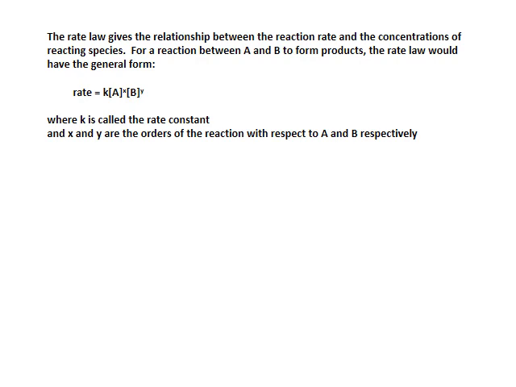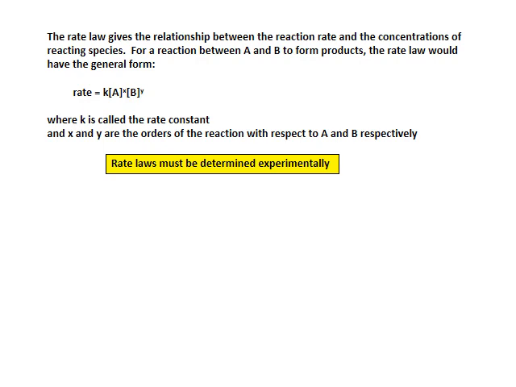For a reaction between A and B to form products, the rate law would have the general form of rate equals k times the concentration of A raised to the power x and the concentration of B raised to some unknown power y. k is called the rate constant in the reaction, and the exponents x and y are the orders of the reaction with respect to reactants A and B respectively. Remember that all rate laws must be determined by experiment.